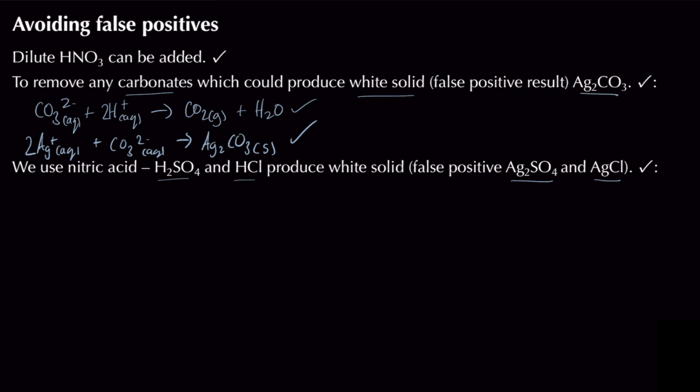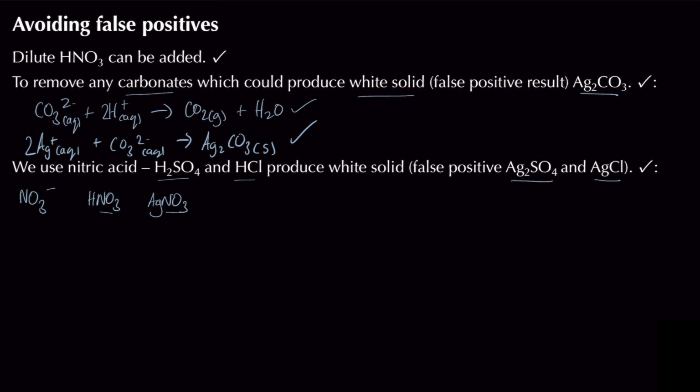So why do we use nitric acid? Well, we've got nitrate ions in nitric acid, which is HNO3, and we also have nitrate ions in our silver nitrate solution itself. So we can see that we don't interfere with any of our ions.